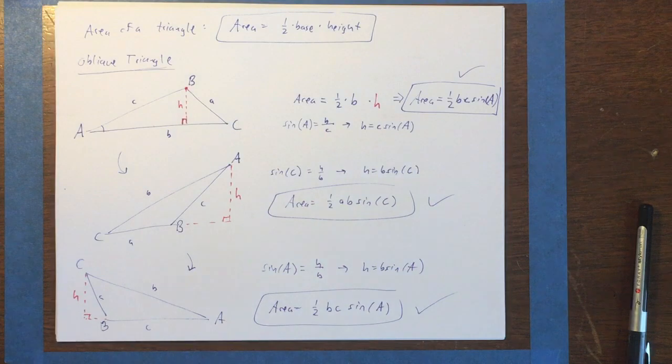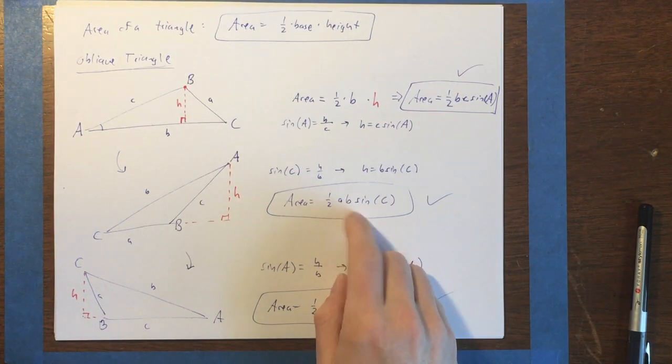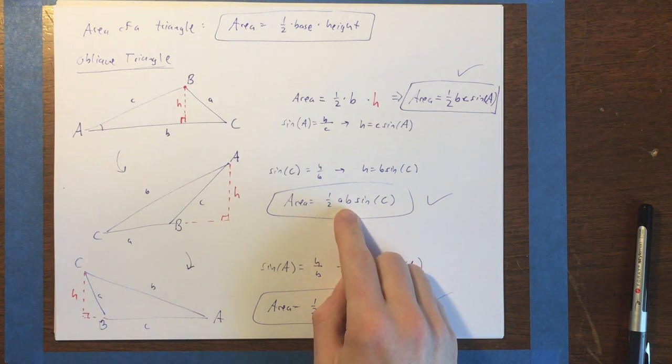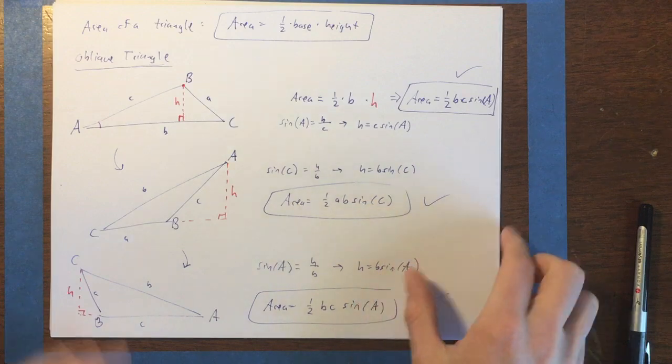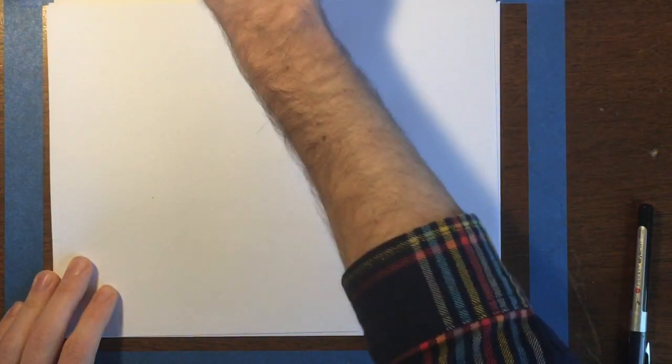The formulas look slightly different, but you can see there's a pattern where it's taking 1/2 times the product of two of the sides, and then the sine of the angle that's between those two sides. So just a quick example to put this to use.